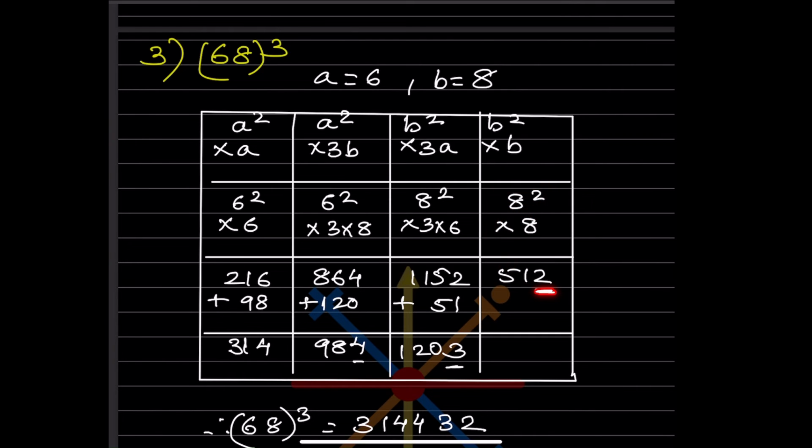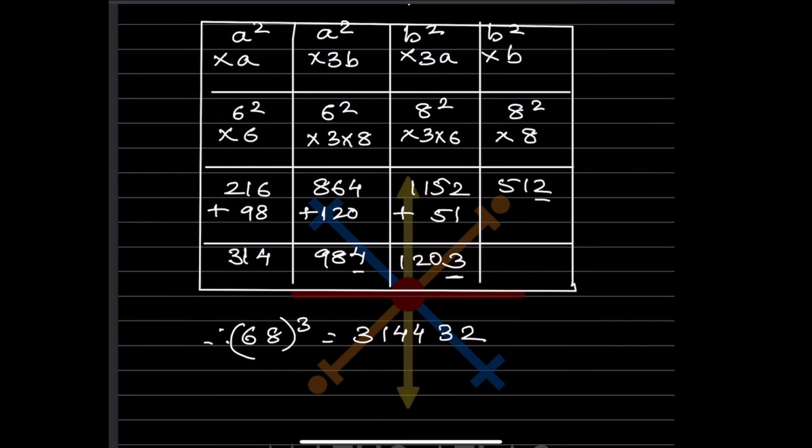Again now you will underline the units place. This 51 will be here. Add it. So 1203. Underline 3 because the units place. 120 will go here. Add it. Underline 4. 98 will go here. Add this one, 314. So the answer is this one, 314, then 4, 3, 2. The unit place digit of the rest one. So this is the answer.